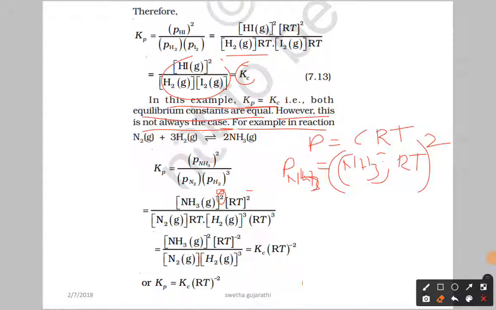Here if you see, RT square is there, so one RT is cancelled and one RT is left. Here we have one RT, here one RT, so how many RT do we have? 2.